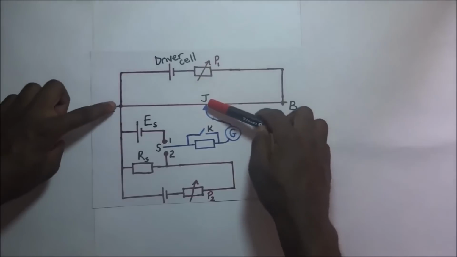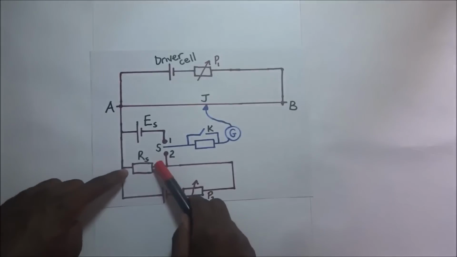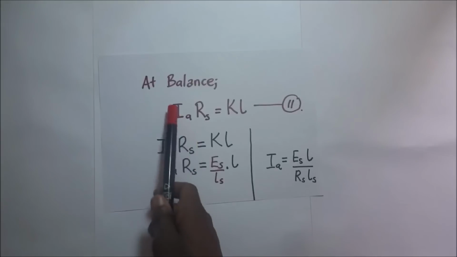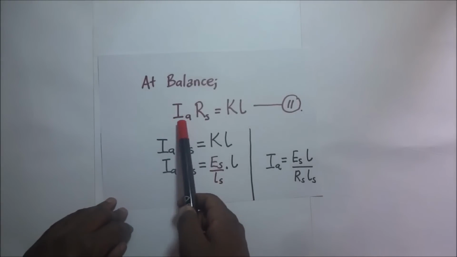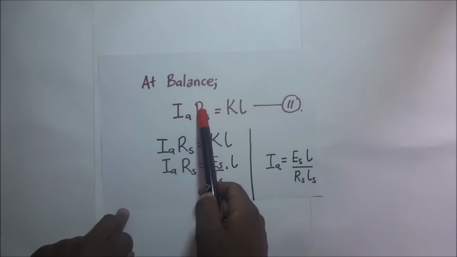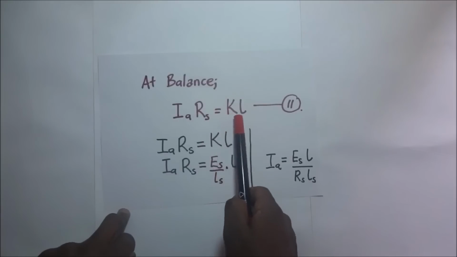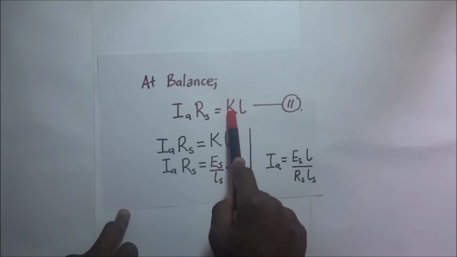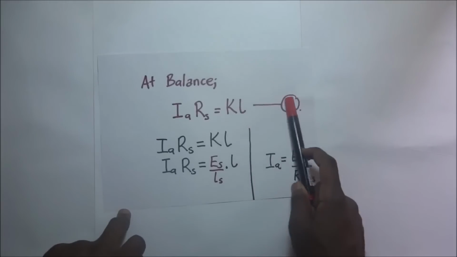Of course, the potential difference across AJ will be equal to the potential difference across this standard resistor. In this case, the potential difference across the standard resistor, which is I times R, I being the current going through the resistor, times the resistance RS of the standard resistor, is going to be equal to the potential difference across the portion of that wire of the balance length, which so happens to be the PD per unit length times the balance length L. And this is our equation 2.